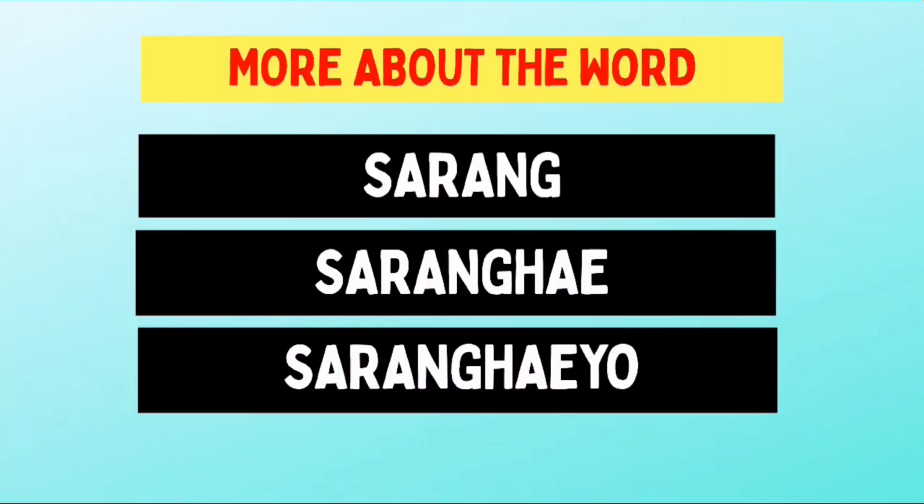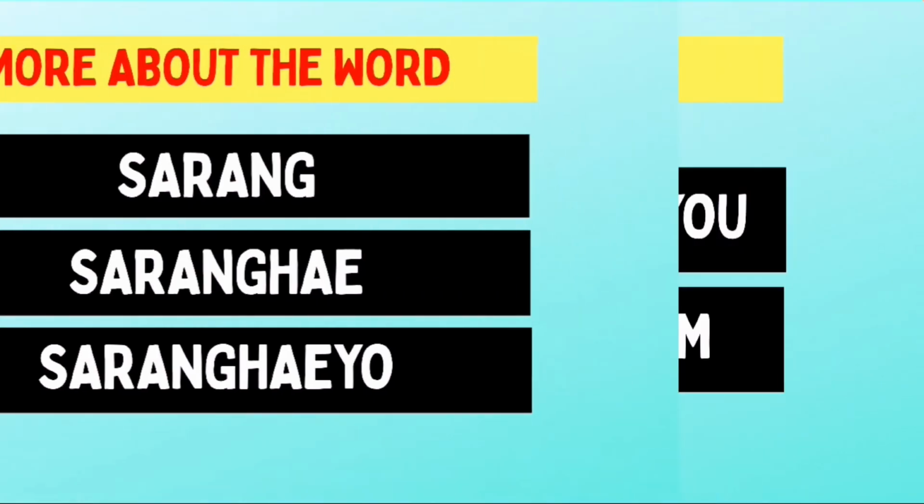Now let's have some more detail about the word 사랑해. The root word of 사랑해 is sarang. And then to be able to express it in an informal manner, we add the suffix he. And then we can transform 사랑해 into 사랑해요 to make it more polite and respectful.